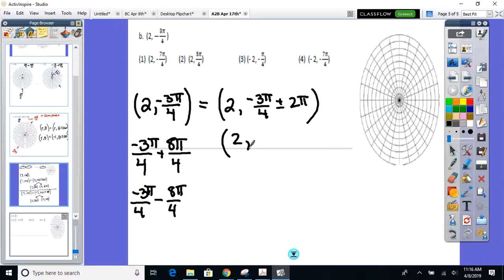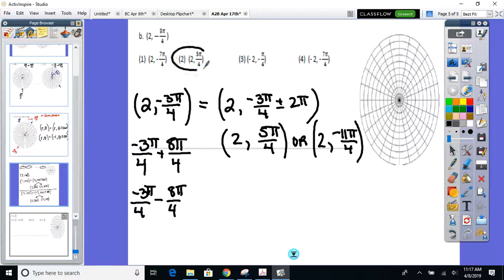So I could have 2 comma, first one here, 2 comma 5 pi over 4. Or I could have 2 comma, what do I have down here? Negative 11 pi over 4. I think only one of those is a choice, right? Yep, this one so far. We going too fast or we're right here?